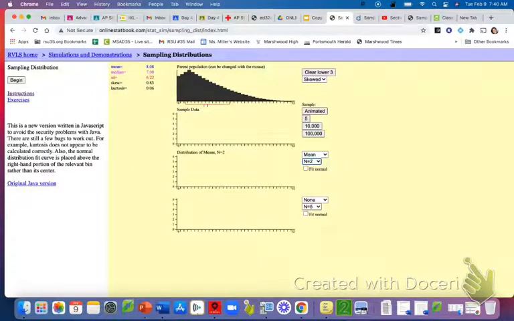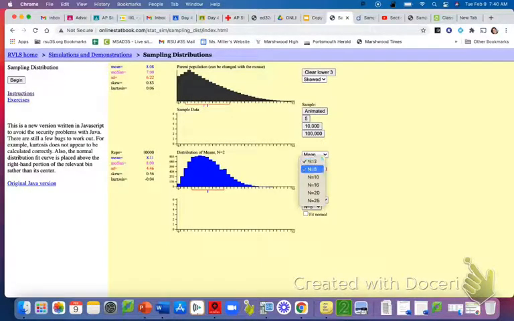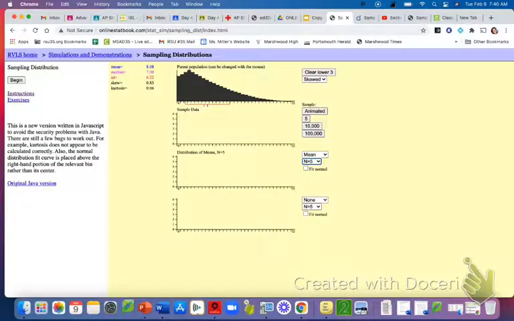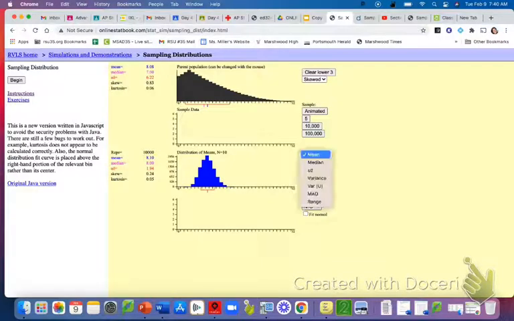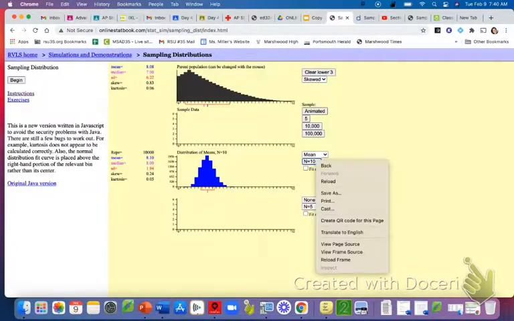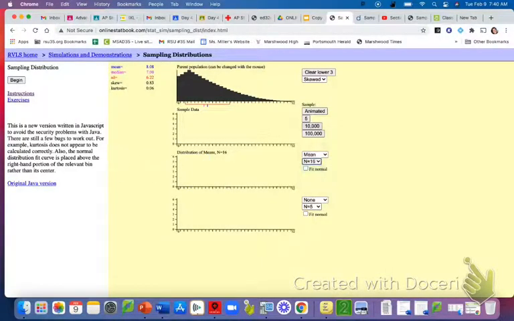Or if I even made it 2. If I had just sample sizes of 2, look how that looks pretty skewed, right? Sample size of 5, still slightly skewed. As my sample size gets larger, we get a bit more normal, right? So that's where the central limit theorem comes from.